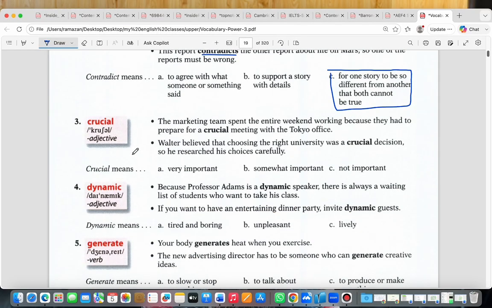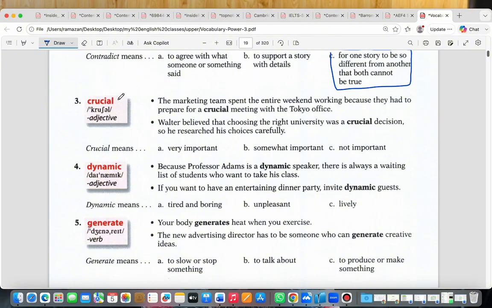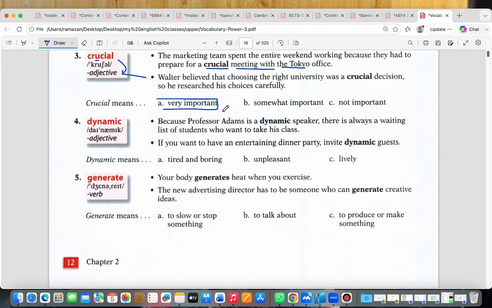The third word for today is crucial. The first syllable is stressed and it's an adjective. Crucial means very important. Okay, so let's get through the sentences here. The marketing team spent the entire weekend working because they had to prepare for a crucial meeting with the Tokyo office. Crucial means a very important meeting, here.